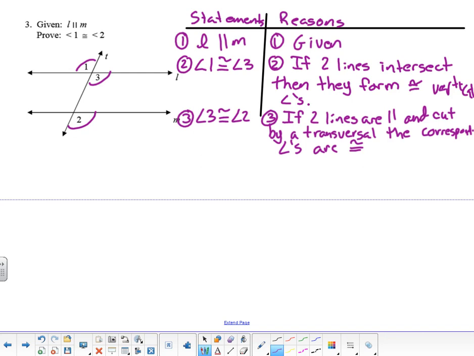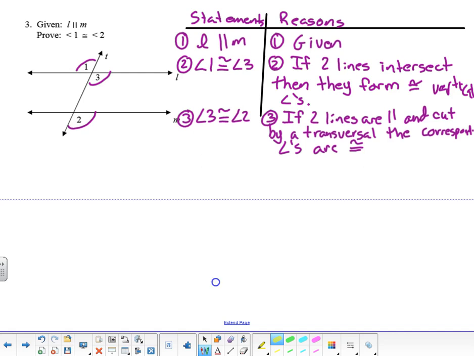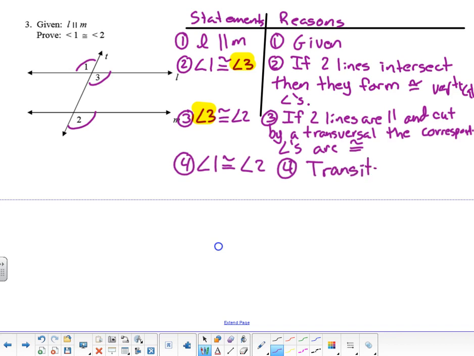Okay. Now, what I want you to notice here is in this reason here, so 3 and 3, those are the same. So what can we do? Well, we can go ahead and say that angle 1 is going to be congruent to angle 2, and that is going to be either the transitive property, or you could use substitution. Either one of those would work for that scenario.